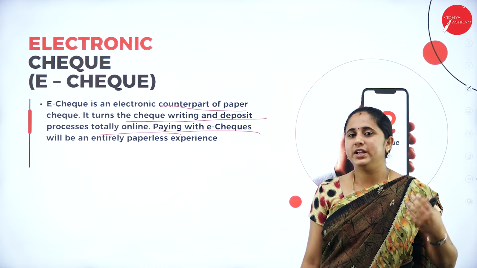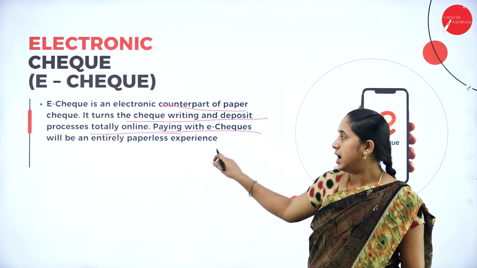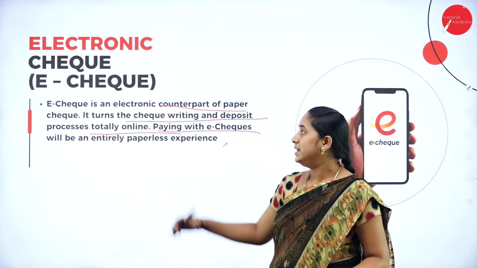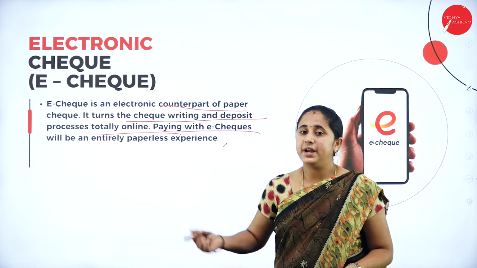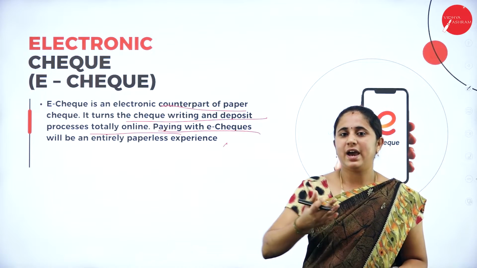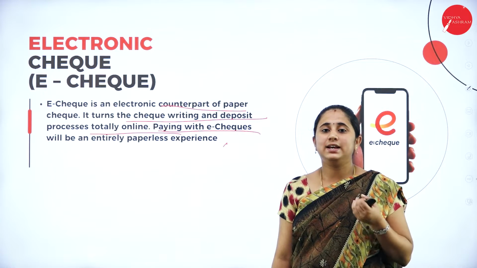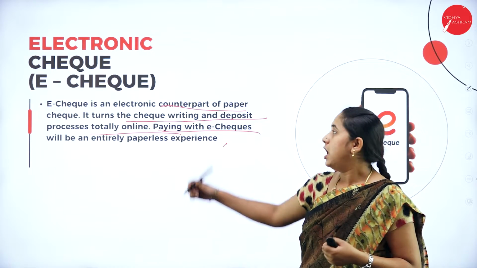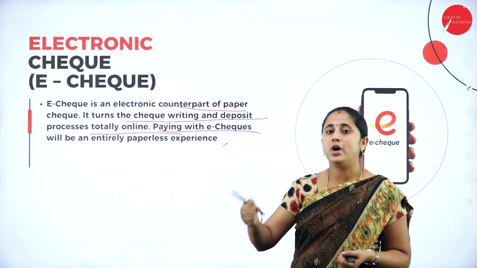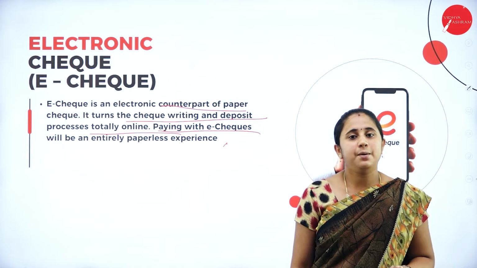With a normal paper check, we need to fill the check, then we need to submit it to the bank for collection. So now it is completely online. It has some features. It is in PDF format, the same format as we have in a paper check. It has the same legal status as the paper check. In a similar way, it is not negotiable or transferable. You cannot transfer an e-check the way we transfer a paper check.